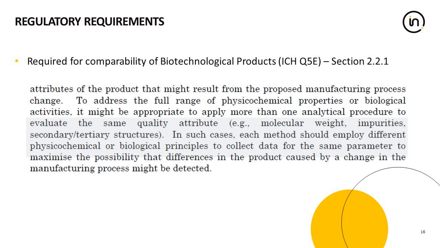Orthogonal methods are required because one test might lack the precision, sensitivity, or selectivity required for that analysis. If we consider section 2.2.1 of ICH Q5E, it clearly says that it might be appropriate to apply more than one analytical procedure to evaluate the same quality attribute, such as molecular weight, impurities, secondary or tertiary structures. In such a case, each method should employ a different physicochemical or biological principle to collect data for the same parameter.